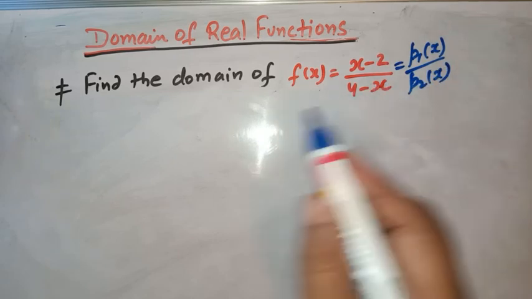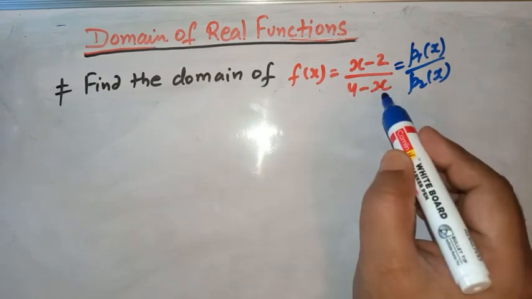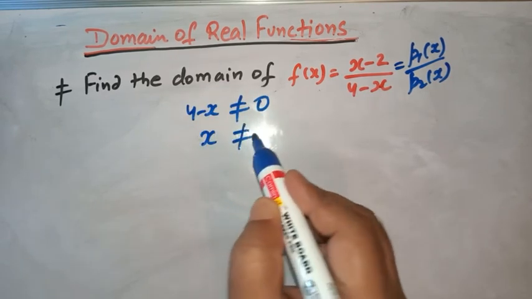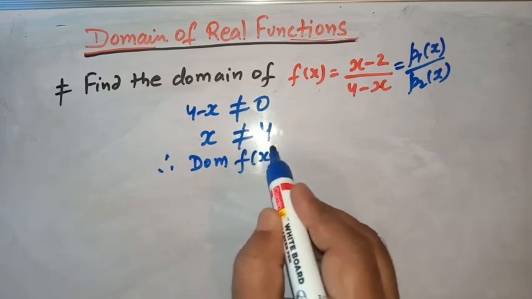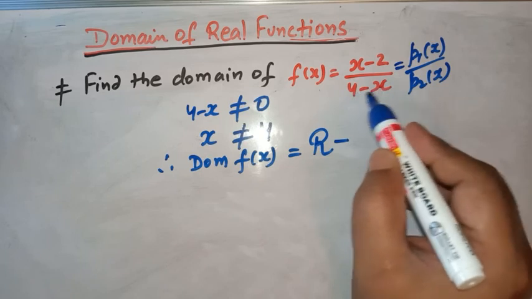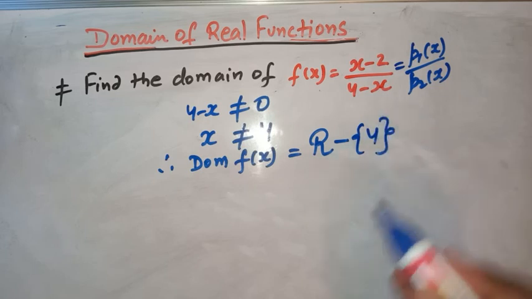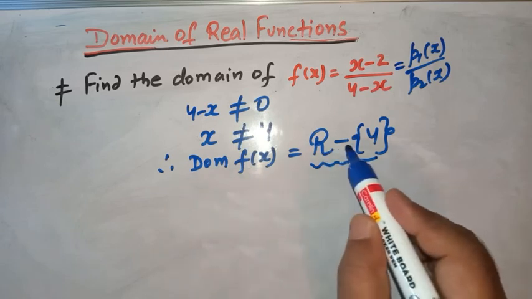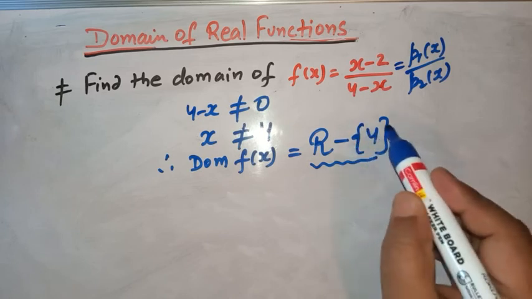So here we'll take only those values of x for which the denominator is not equal to 0. So 4 − x should not be equal to 0, or x should not be equal to 4. Therefore our domain of f(x) will consist of all real numbers excluding 4, because 4 will make this function undefined. Clear? So we'll exclude 4. This is the notation for the domain of f(x): R minus {4}, with 4 put within braces. Clear?